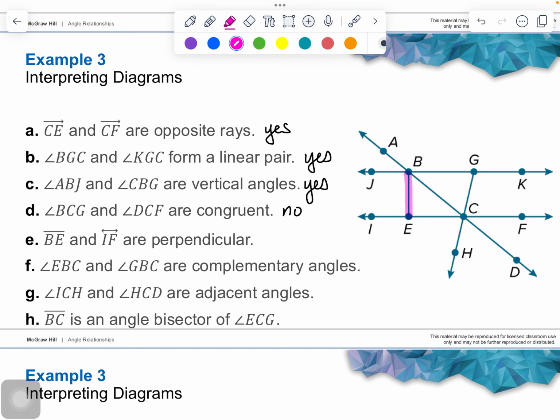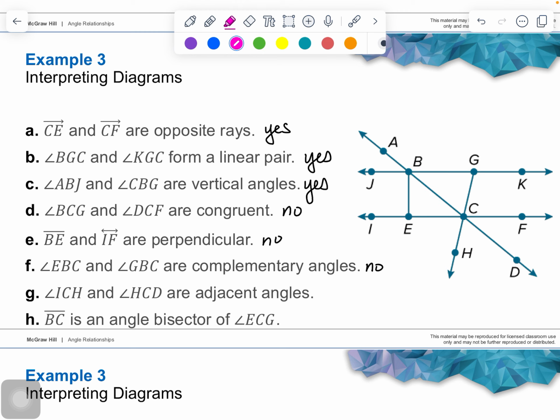Segment BE and IF. Look at that. That's line IF. Is line IF congruent to segment BE? No. Hex no. All right. EBC and GBC are complementary. They do appear to be 90s, but appear. We don't know for sure. That would be an assumption.